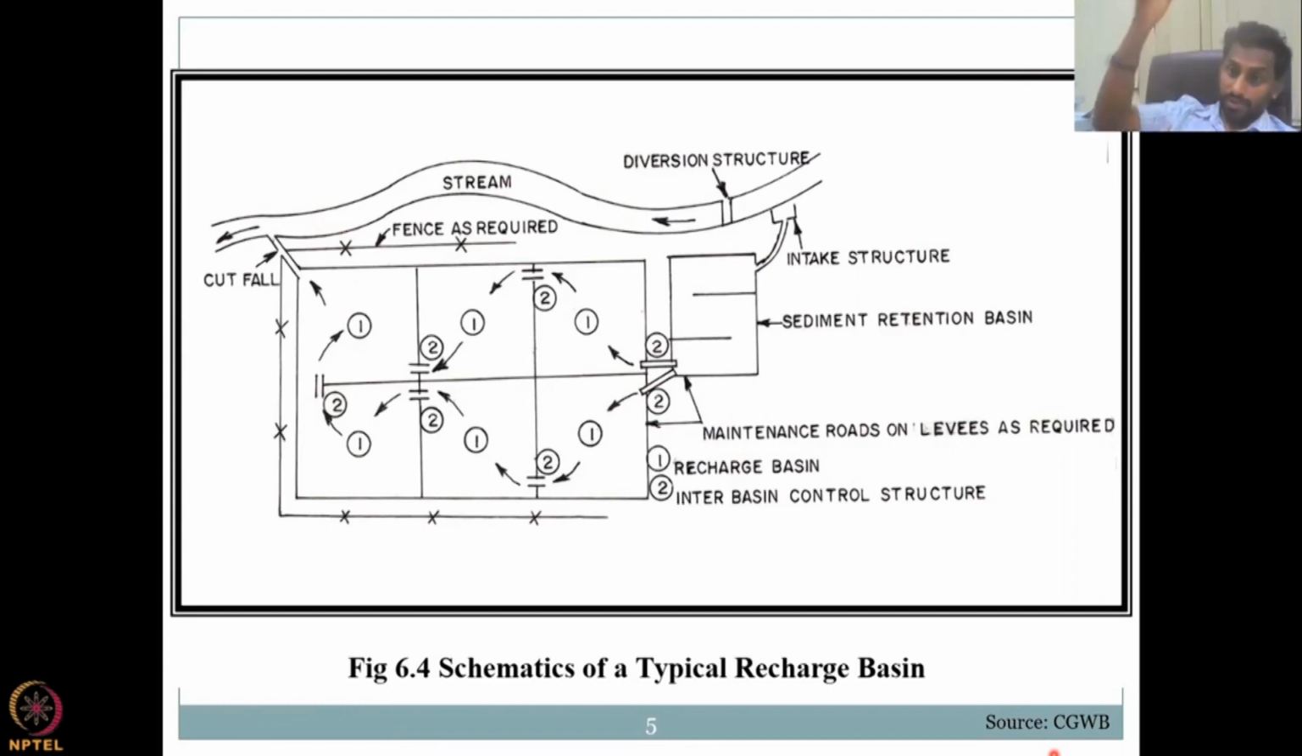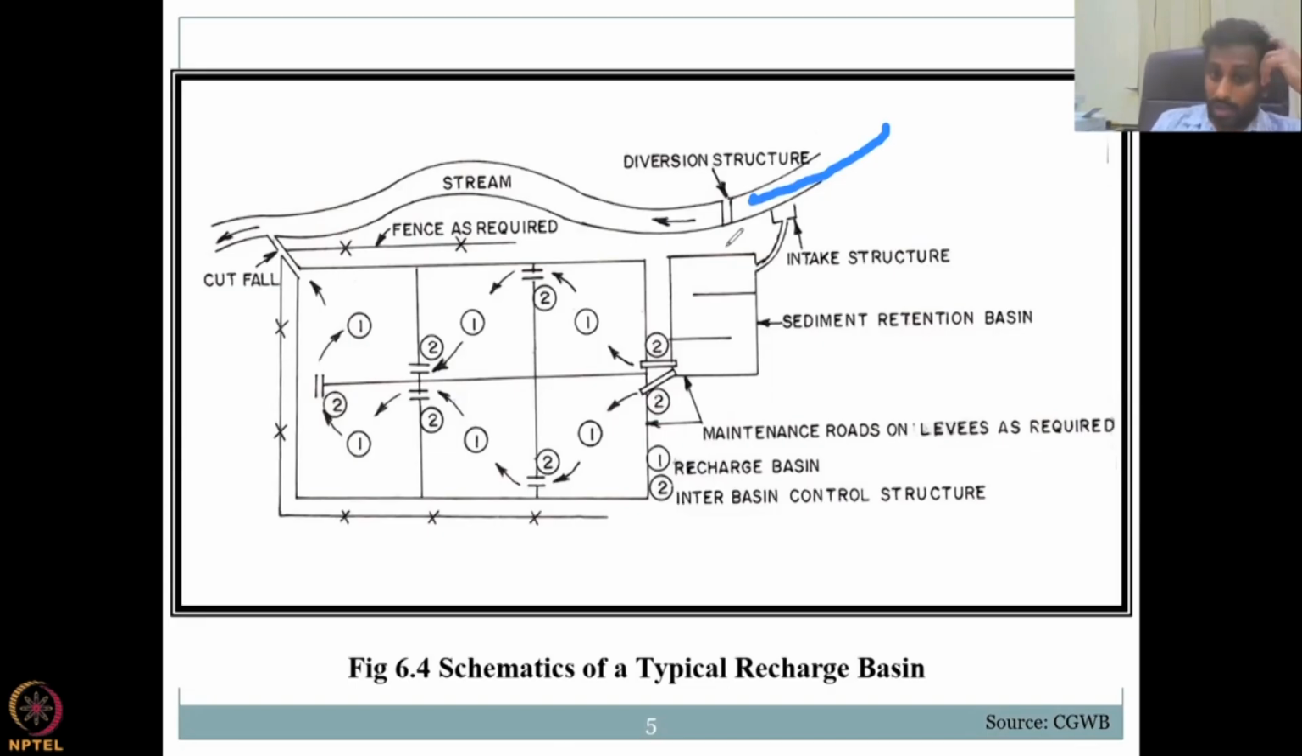It's not a basin for surface water. It's not a lake or pond for surface water. Here, the major use is groundwater recharge. So let's see how water comes. Water comes through this particular channel, through this stream. Okay, and there is a diversion structure. And this structure, this is a more engineered aspect.